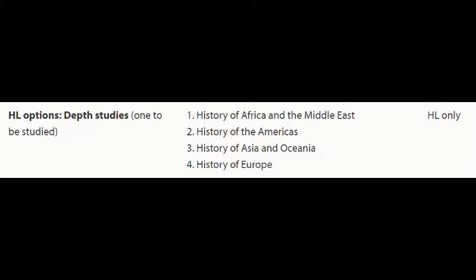And finally we have paper 3, which is only for higher level, so I think it would still be good to listen to this, because if you're at standard level and you're thinking of maybe doing higher level but you're not sure. So for higher level you will study 1 out of 4 different topics.